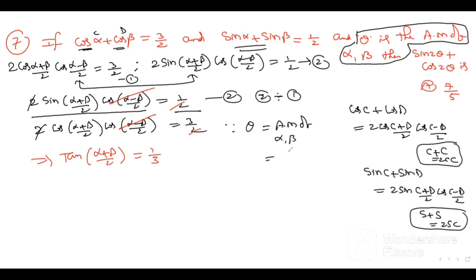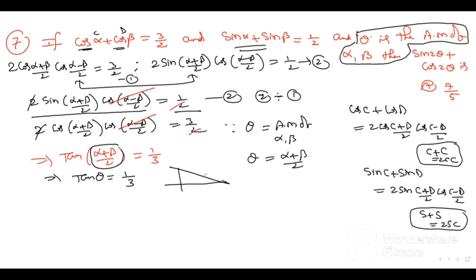The AM of alpha and beta is alpha plus beta by 2. What is the arithmetic mean formula? Sum of observations by number of observations. Theta is equal to alpha plus beta by 2. Here, tan of (alpha plus beta) by 2, we should write as theta. Tan theta is equal to how much? Here, 1 by 3.